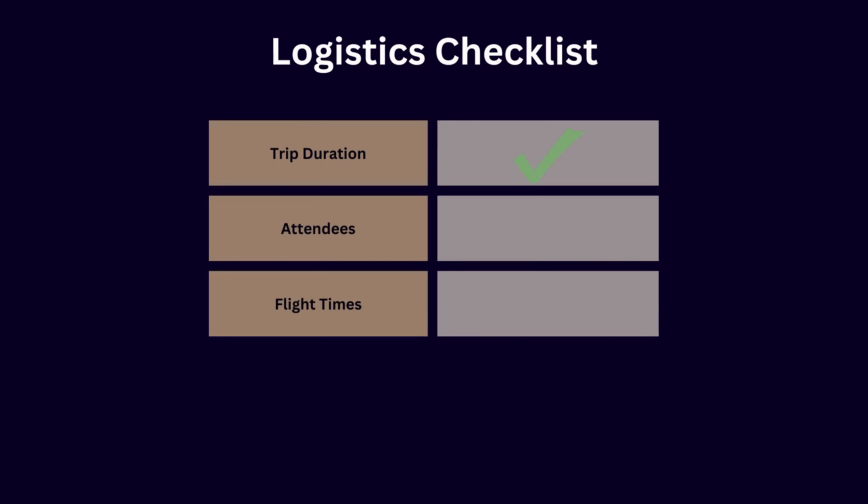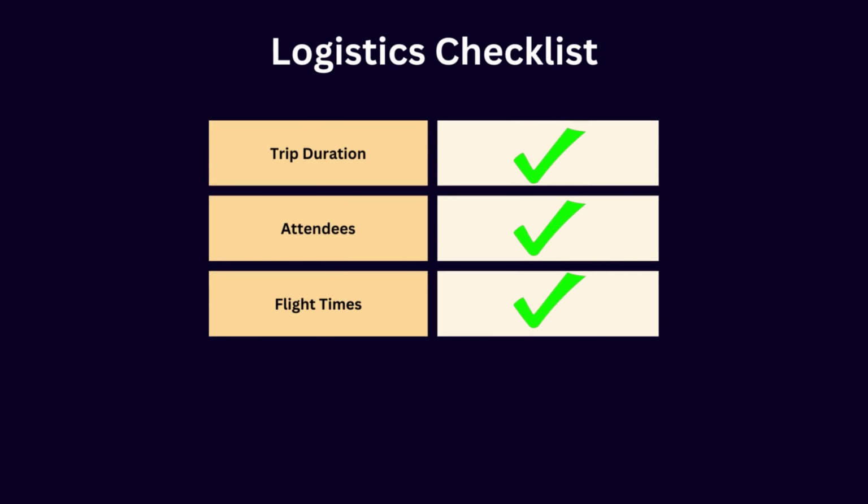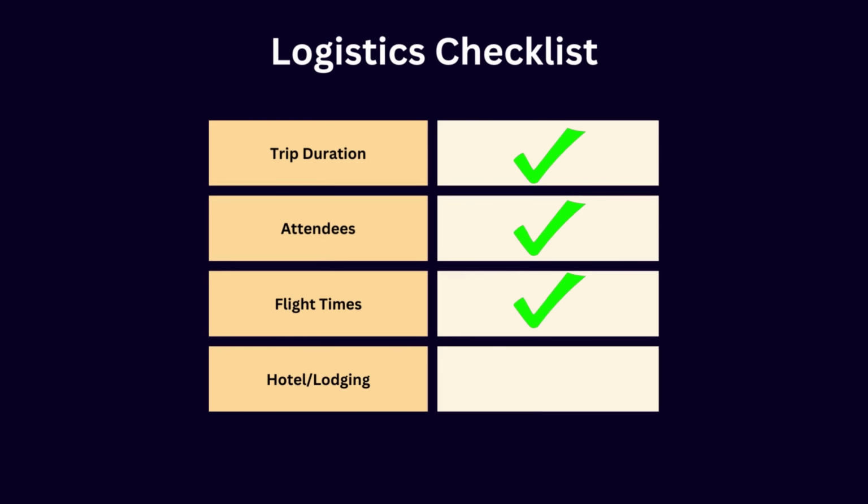Oftentimes the most cost-effective flight may have a 5 or 10 hour layover. Depending on your organization's needs and your travel bandwidth, that may not be the best option for you. Once you've determined the duration for the trip, the attendees, and the flights as well, it's about time that you start planning for the hotels and for your lodging.